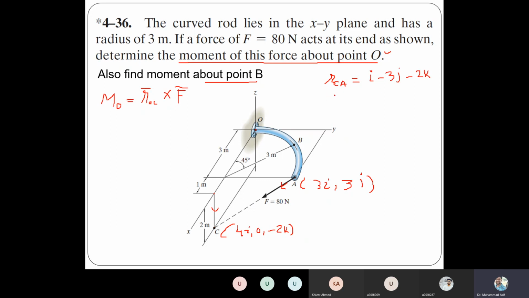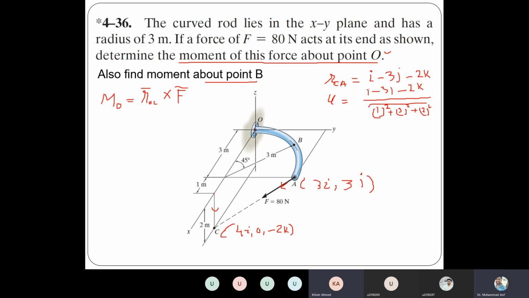Then what will be the unit vector of this force? Because we need the force in vector form, we need a unit vector. So we have to divide this position vector by its magnitude. If you divide i minus 3j minus 2k by its magnitude, the magnitude will be equal to the square root of 1 square plus 3 square plus 2 square, which is square root 14.